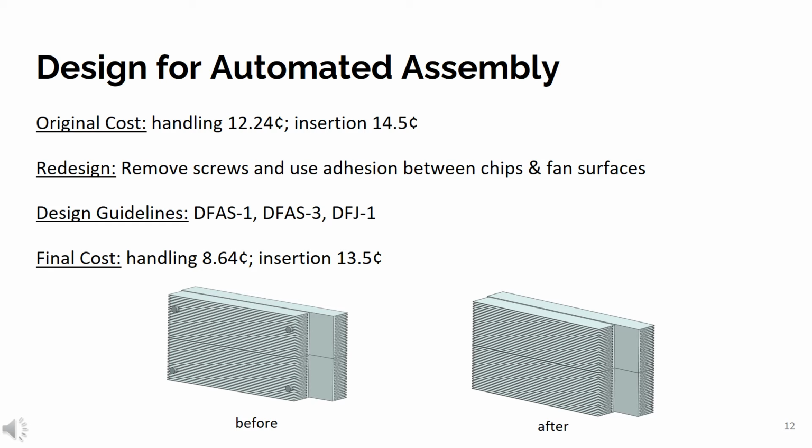Automated assembly was considered for the thermoelectric subsystem, which consists of the hot and cold side heat sinks and the 4 thermoelectric chips. The original design consisted of the 4 chips being clamped together via the 2 heat sinks using 4 screws. This design was found to have handling and insertion costs of 12.24 cents and 14.5 cents per part, respectively.